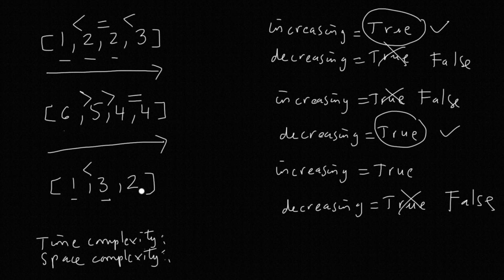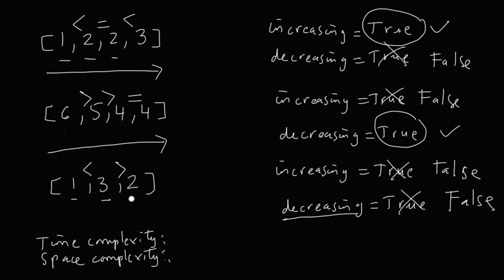From 3 to 2, 2 is less than 3. So increasing is false. But do we go back and set decreasing back to true in this case? The answer is no. So for the array to be monotone increasing or decreasing, all the numbers have to be constantly increasing or constantly decreasing.